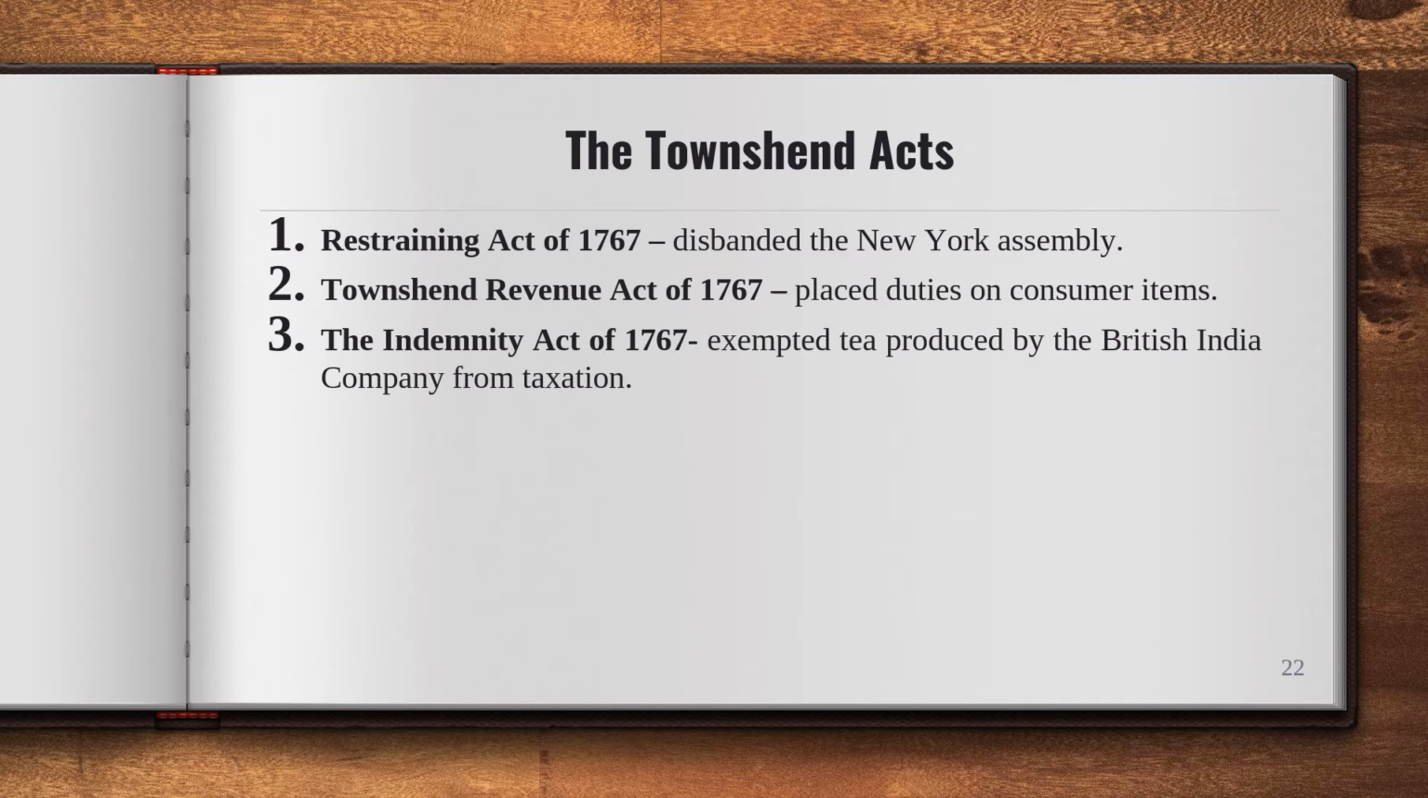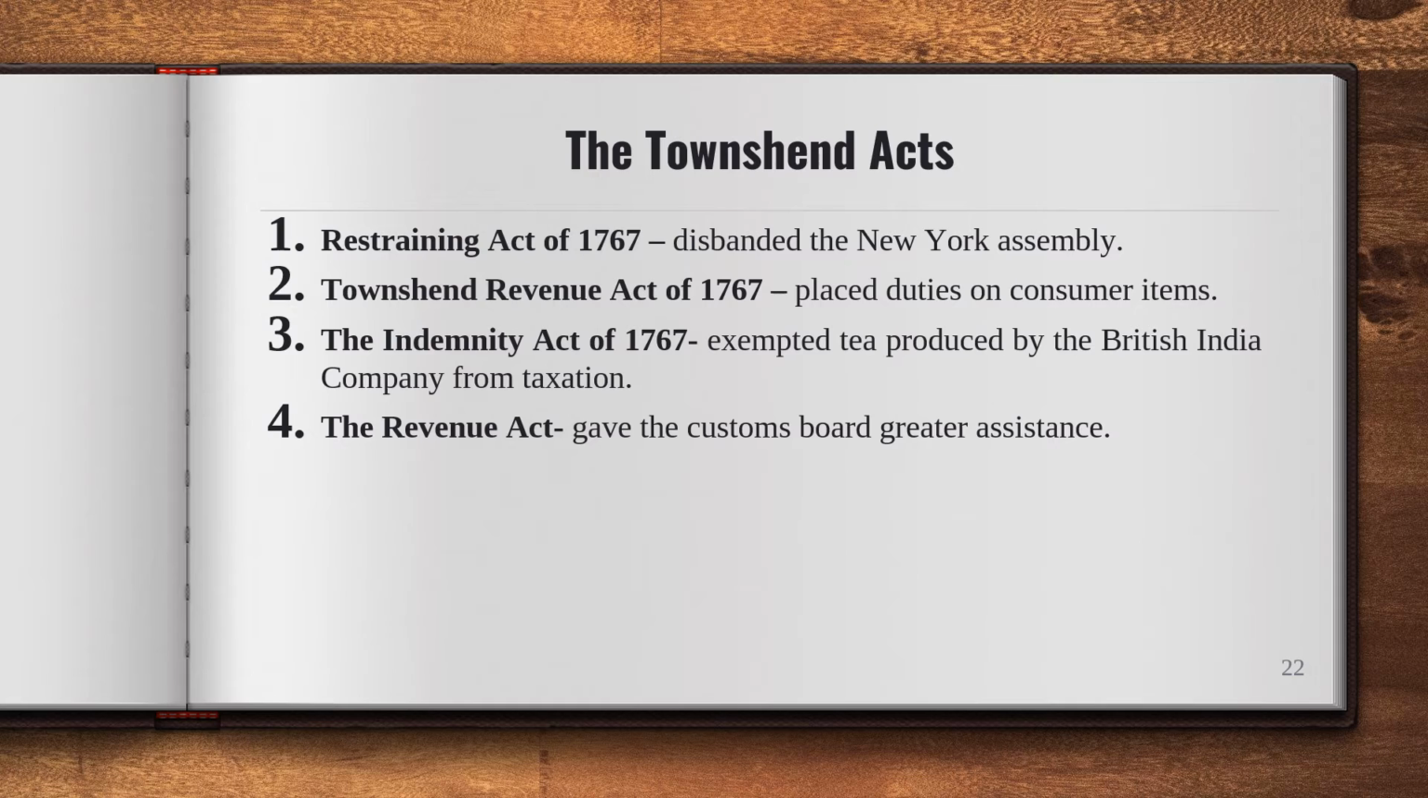The third one is the Indemnity Act of 1767, which exempted tea produced by the British East India Company from taxation. This was seen to be an example of corruption that was going on widely in the Parliament. Fourth one is the Revenue Act, which gave the Customs Board greater assistance. This Revenue Act gave them a measure of independence.